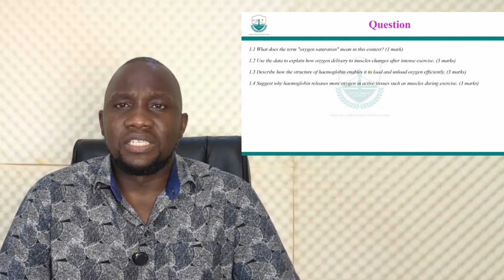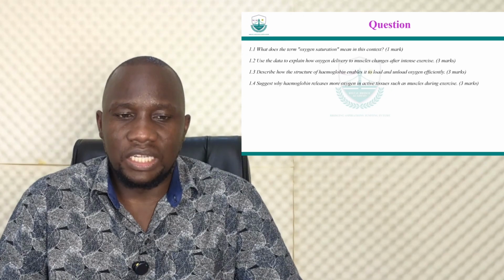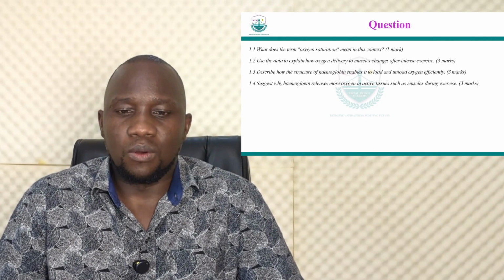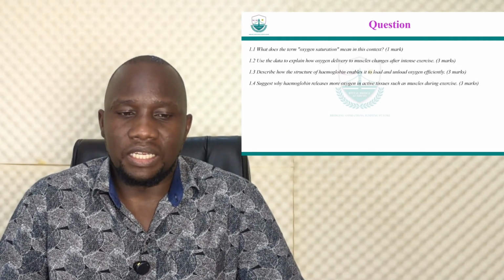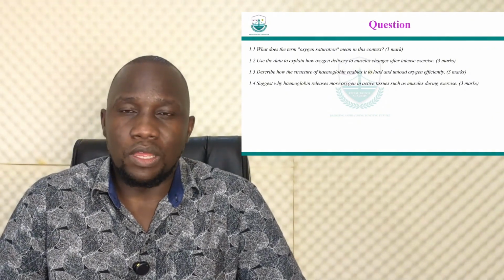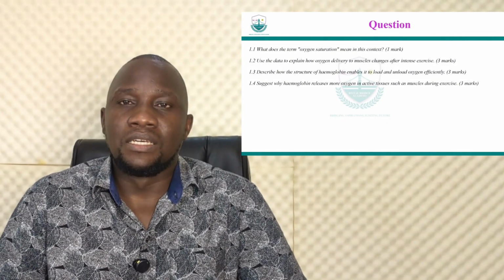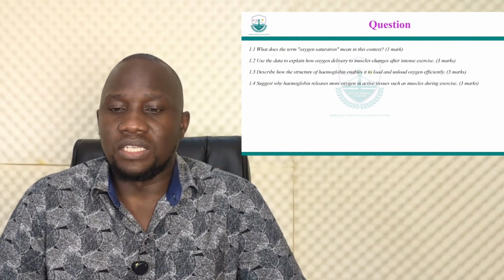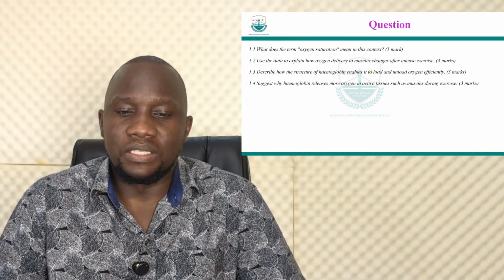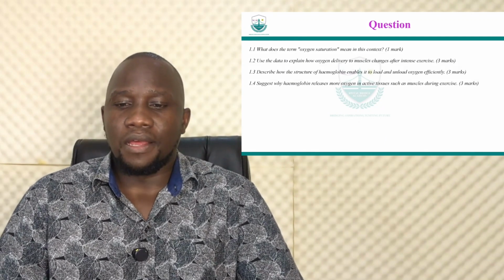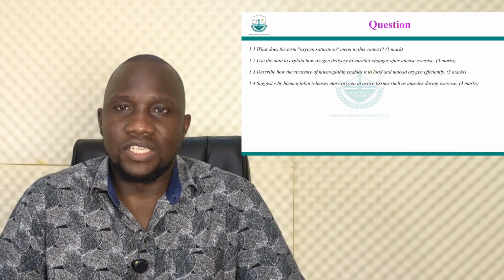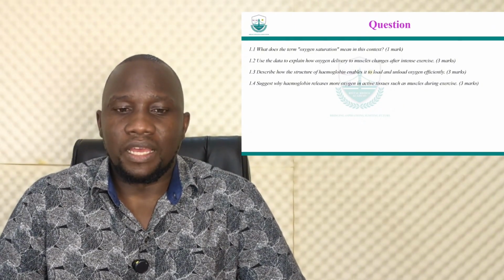So the questions are: what is oxygen saturation? What does that mean in this context? Can this data explain how oxygen delivery to the tissues changes during intense exercise? Describe the structure of hemoglobin and how it is loaded with oxygen and how it is unloaded. How is oxygen unloaded efficiently, and can you suggest why hemoglobin releases more oxygen in active tissues such as the muscles during exercise? Okay, so these questions are sufficient for us to go through these slides.